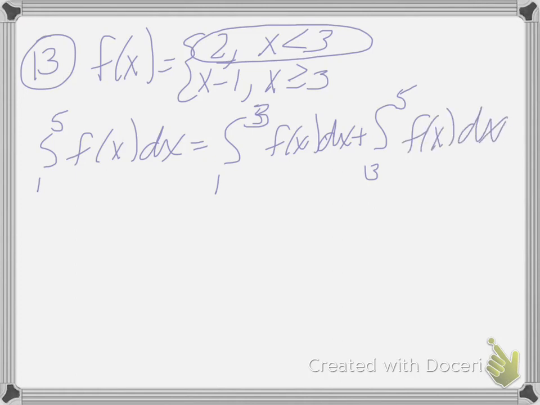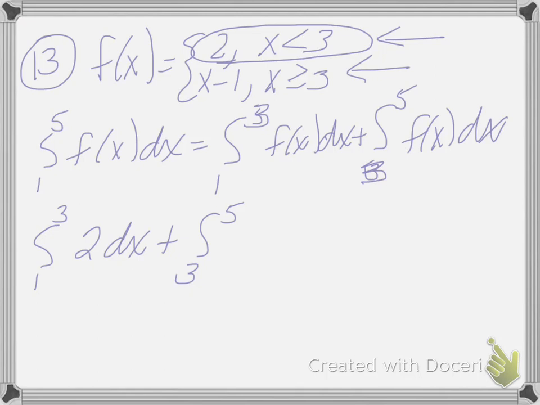Right, because then this whole thing is just really going from 1 to 5, but you're breaking it up by going from 1 to 3 and then from 3 to 5. Well, the integral from 1 to 3 would mean that you're using the function right here, because it's less than 3, so you're just going to get 2 dx. And then the function from 3 to 5 means that you're bigger than 3, so you're going to use this function right here.